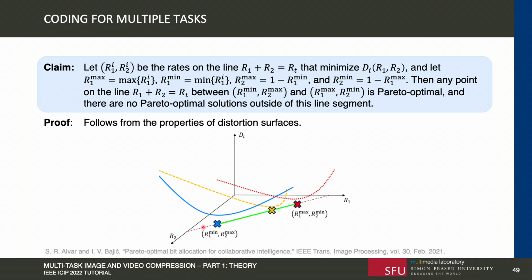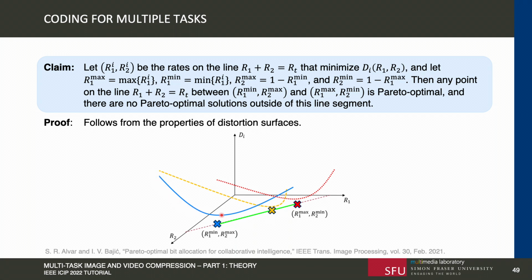Because if you've spent fewer than RT bits, you can simply take the leftover bits and allocate them to any coding unit. And because of the monotonically decreasing distortion surfaces, that would actually improve the distortion. So optimal solutions must be on this line. If we now focus on this line and look at the plane that intersects all the task distortion surfaces above this line, we'll find that some tasks may have a distortion like this as a function of the rates on this line.